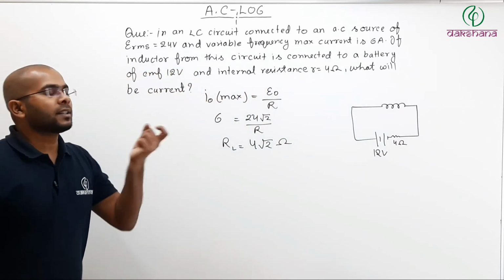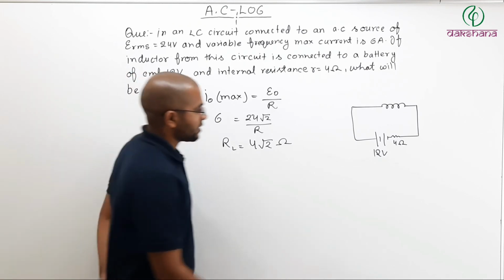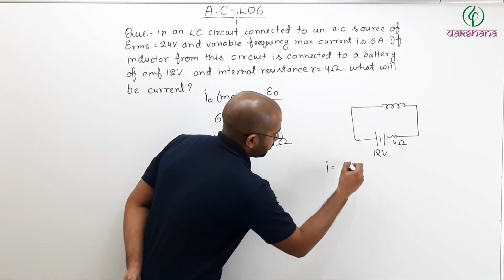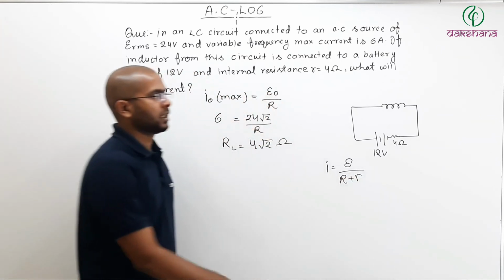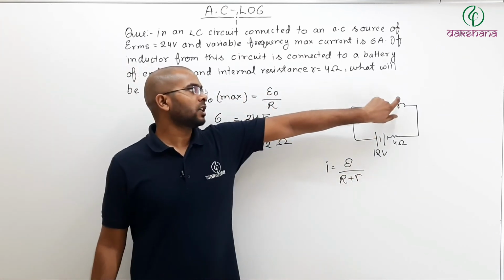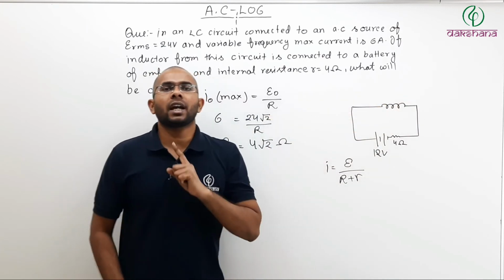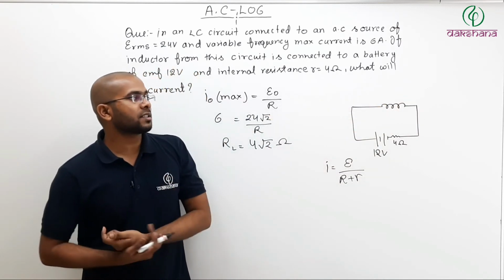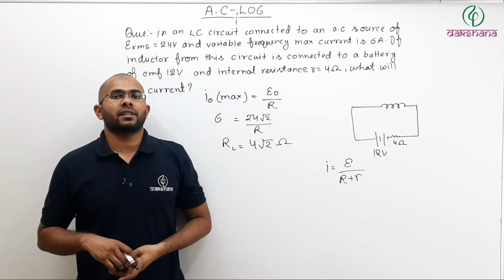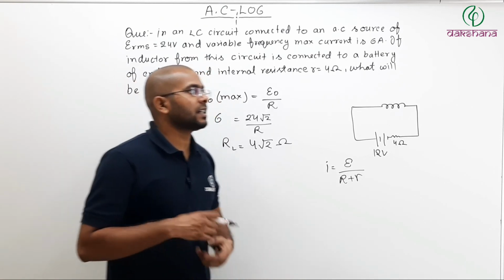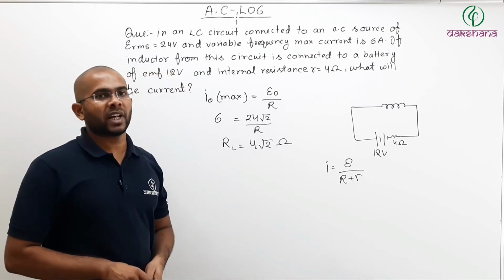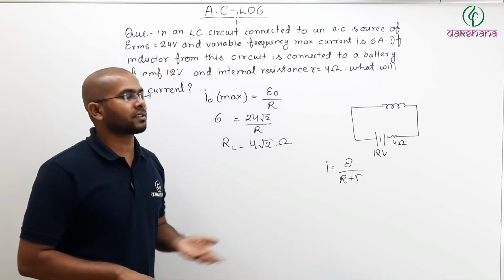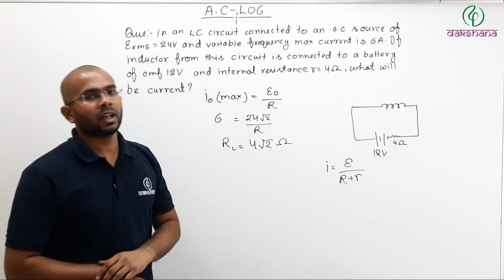What will be the current now? In the case of a battery, I is equal to EMF of the battery divided by capital R plus small r. Here capital R will be based on the inductor. Now why are we not considering inductance in this case? Because in the case of a battery, omega is 0, so the inductive reactance is 0. That is why we are not considering it.